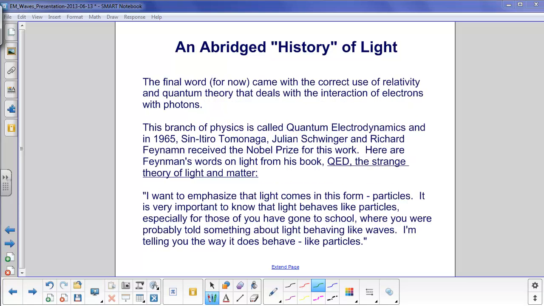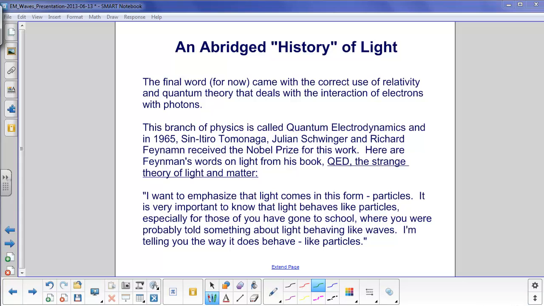The final word, at least for now, comes with the correct use of relativity and quantum theory, especially the bit that describes the interaction of electrons with photons. This branch of physics has a cool name, quantum electrodynamics, and in 1965, Tomonaga, Schwinger, and Feynman received the Nobel Prize for this work. Here are Feynman's words on light from his book, QED: The Strange Theory of Light and Matter.